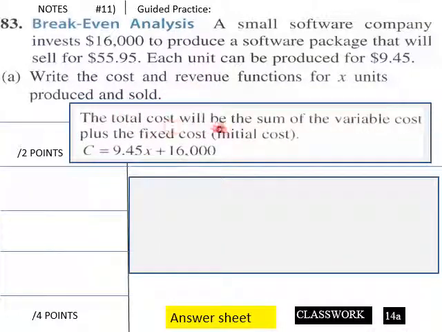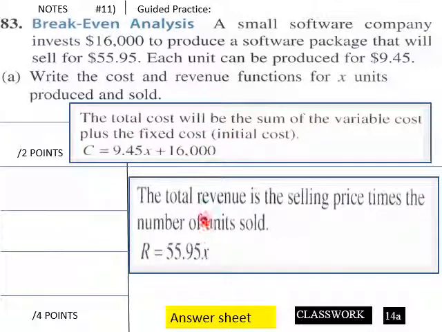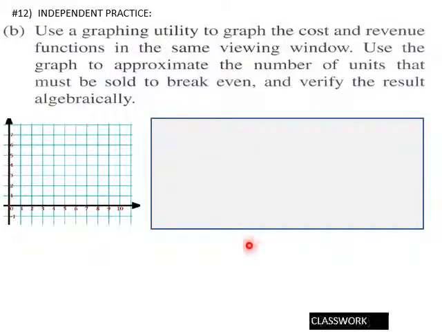So here's our total cost. Here will be the sum of the variable costs plus the fixed cost. So we have 9.45x, for each unit it's 9.45, plus 16,000, which is our fixed cost. And then down here, the total revenue is the selling price times the number of units sold. So it'll be R equals 55.95x for that.